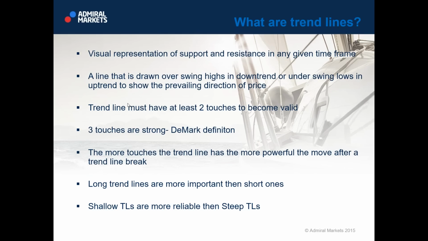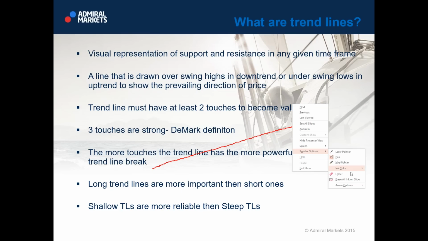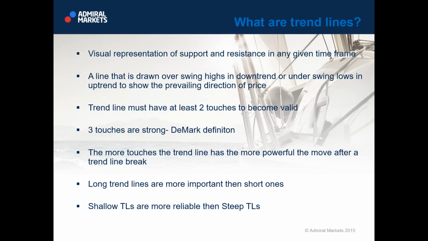Okay, so what are trend lines? Simple explanation: those are visual representations of support and resistance. Remember that, support and resistance in any given time frame. Think of it as a virtual trend line, because we are not seeing trend lines on the chart, we are drawing trend lines on the chart. So we need to imagine a line which goes along with the price. We imagine the line and then we draw the line, but we need to draw it correctly.